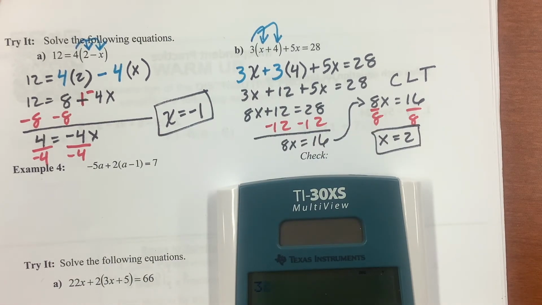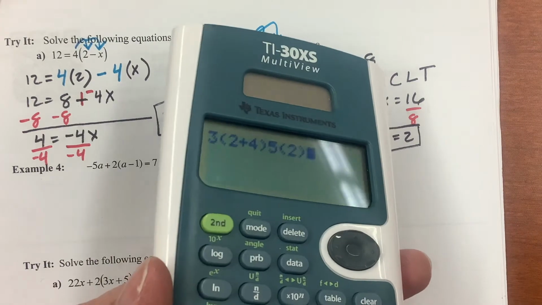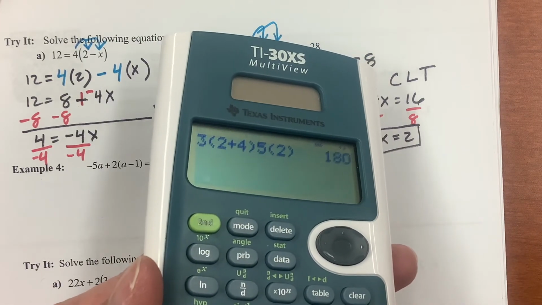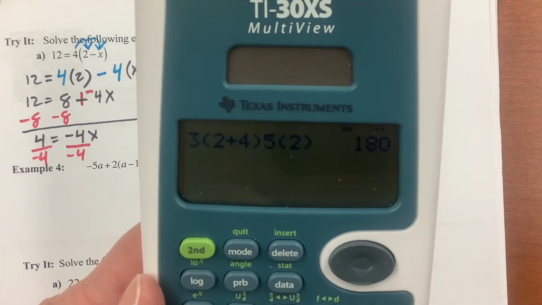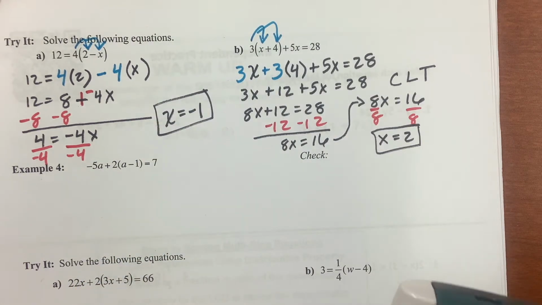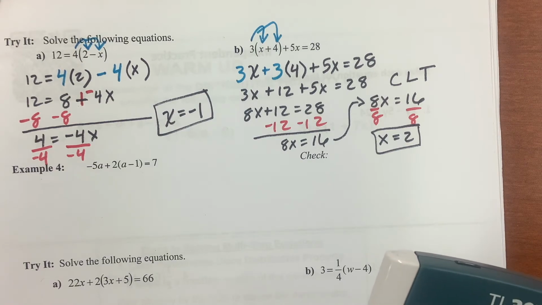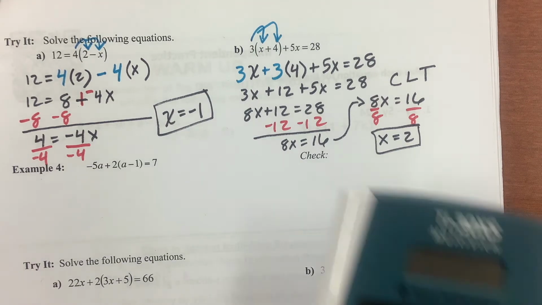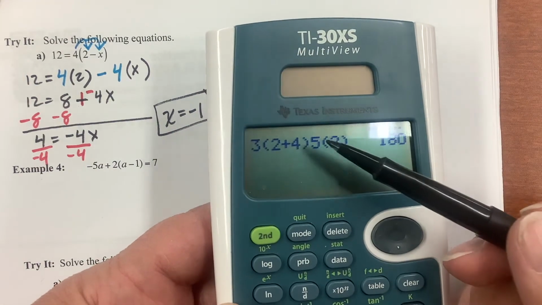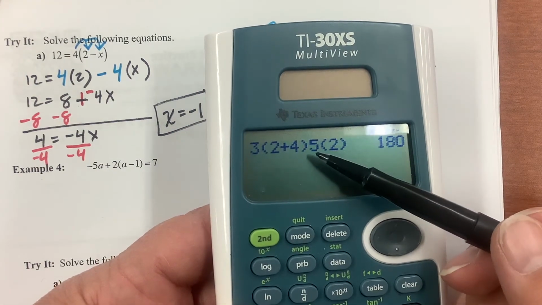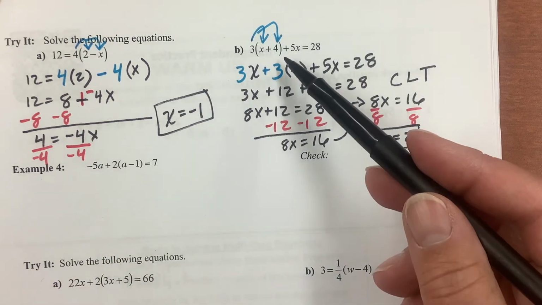All right, put that in there just the way you see it. So 3 parentheses, 2 plus 4 parentheses, 5 parentheses, 2 parentheses. So wherever the x was, I put in 2 in parentheses. And I get 180. Oh my. That's not the right answer. What did I do wrong? Oh, I know what I did wrong. I put it in the calculator wrong. Between that parenthesis and that 5 times 2 is a plus sign.